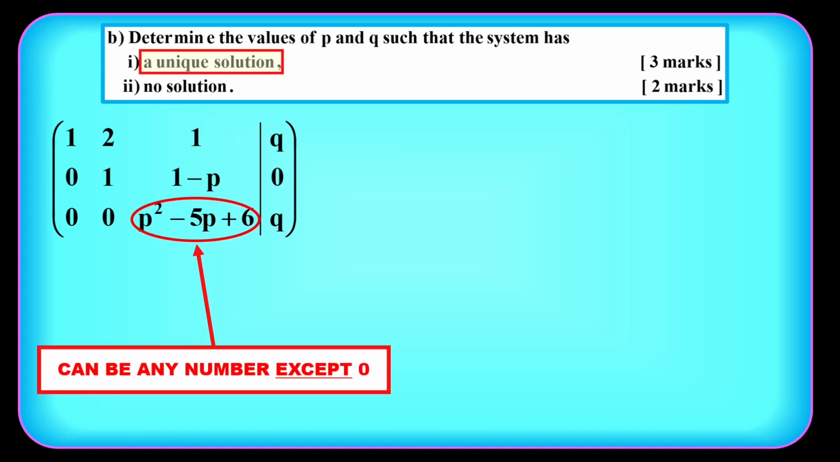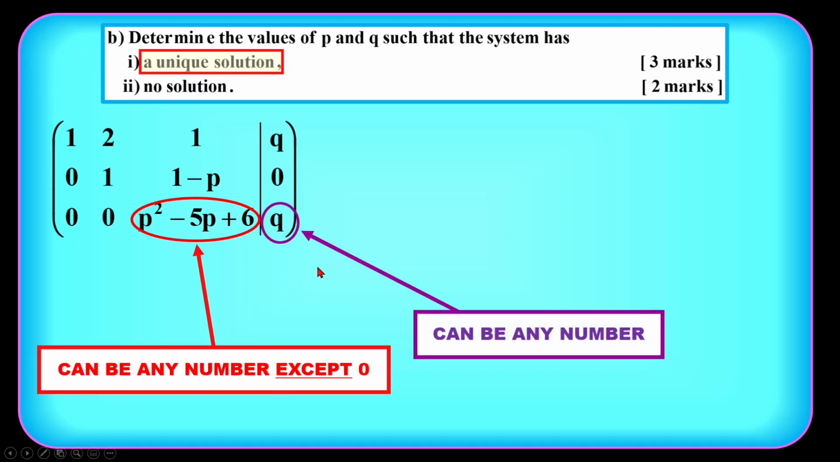So according to the rules that we know, when we have a unique solution, this part over here can be any number except 0. So it can be any number except 0. And this part over here can be any number. Okay, so in the question for unique solution, we will need to write that this part over here can be any number except 0. That's why I put it's not equals to 0.